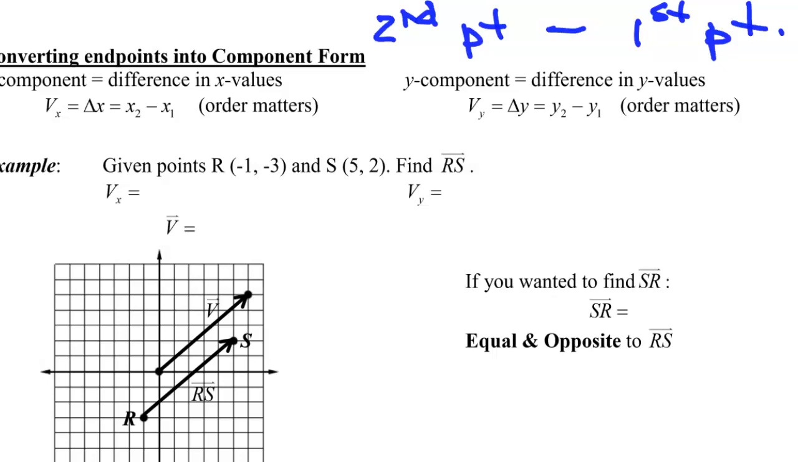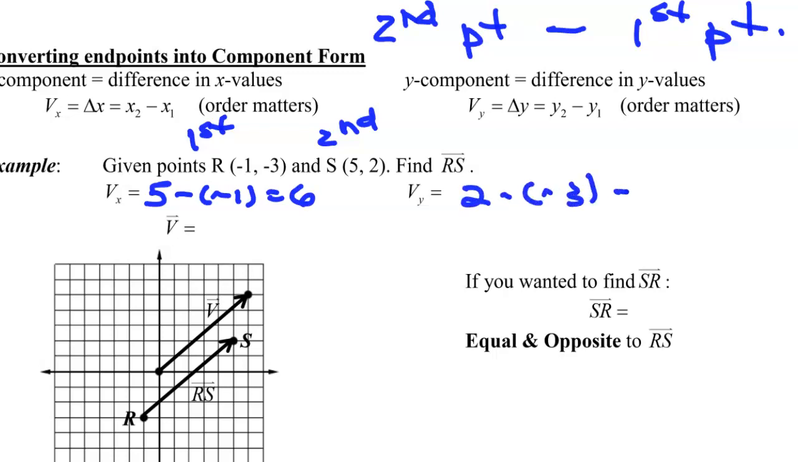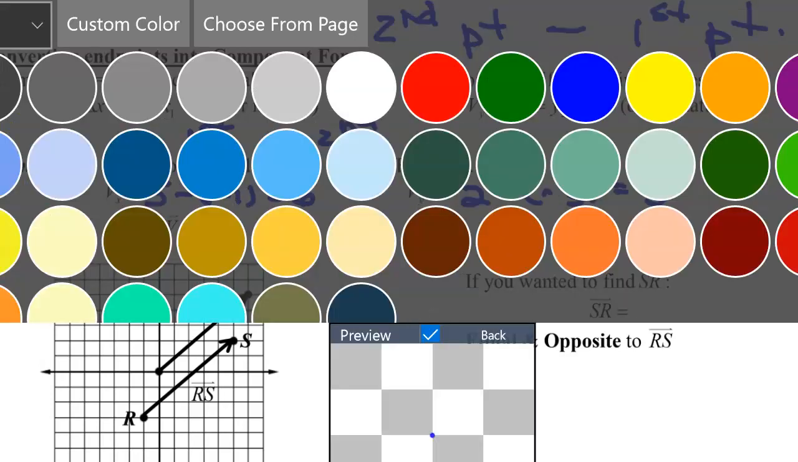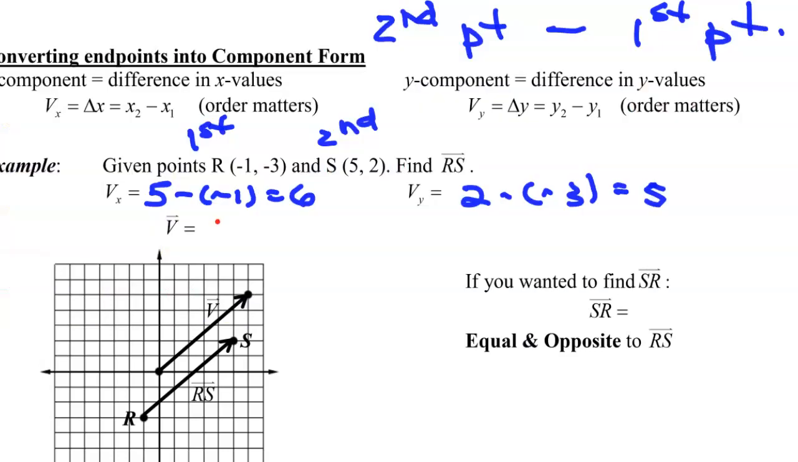When I want to figure out v sub x and v sub y, well, v sub x is going to be, if it's RS, R is the first point and S is the second point. So I have to start with S and do the x's first. So it's going to be 5 minus -1, which is equal to 6. And my y is going to be 2 minus -3, equal to 5. And my vector now is going to be <6, 5> when I write it in component form.